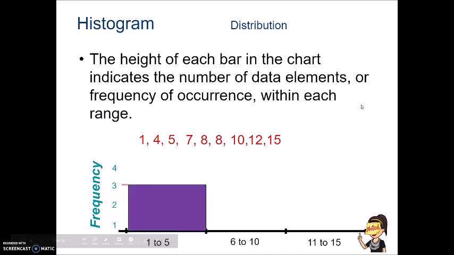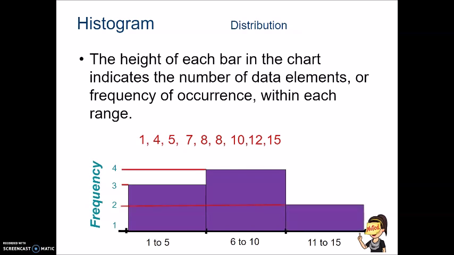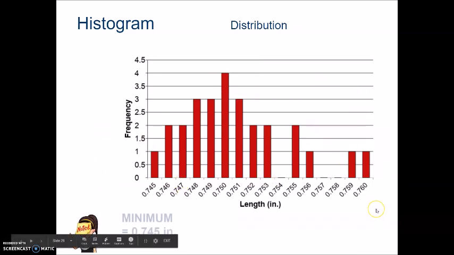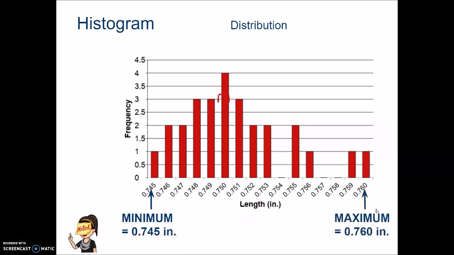All right, so now we're going to go through and we're actually going to graph that. Okay, so if you look, the number of values that we have from 1 to 5, we have 3 of them. We can manually calculate that up here or just look at the graph. In the range of 6 to 10, we have 4 values. In the range of 11 to 15, we have 2. This is again just an example of a histogram. Okay, there's our minimum, there's our maximum.